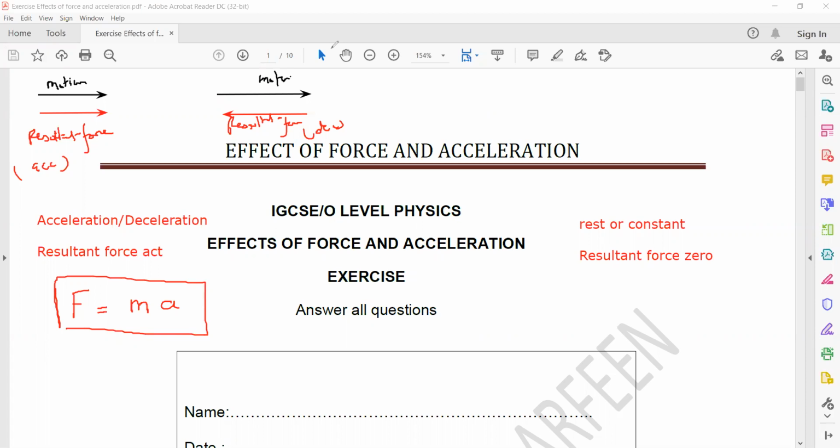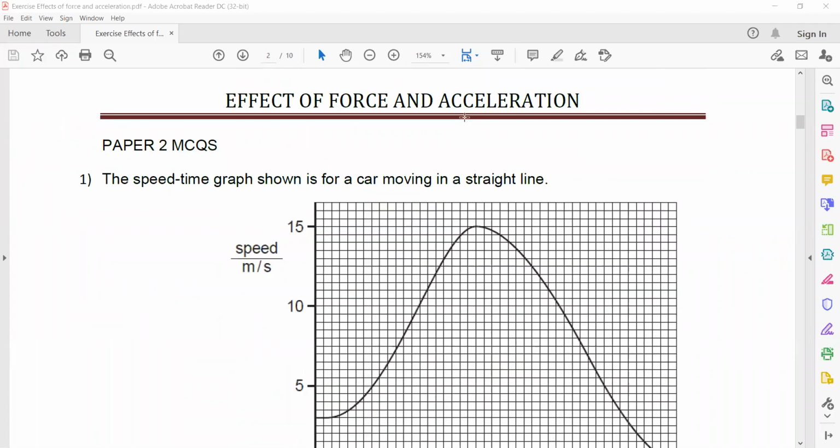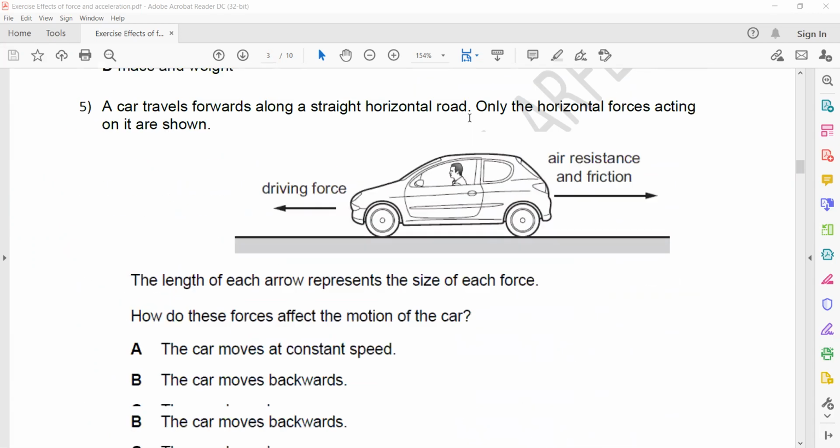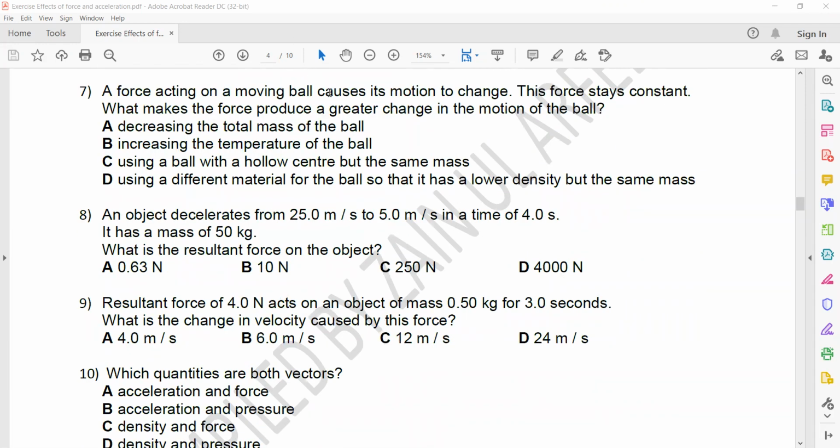So now we'll do questions related to the topic we discussed yesterday about effects of force and acceleration. Some of the questions we already discussed yesterday. In question 7, a force acting on a moving ball causes its motion to change. This force is constant, not changing. What makes a force produce a greater change in the motion? Greater change in the motion means greater acceleration.